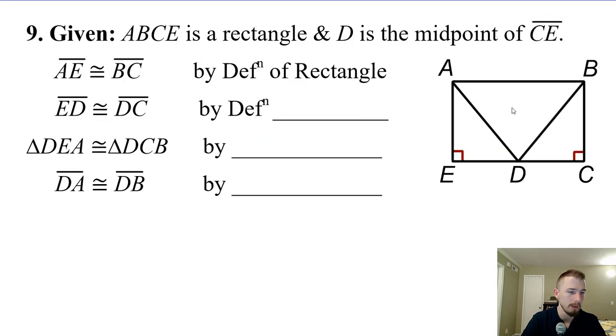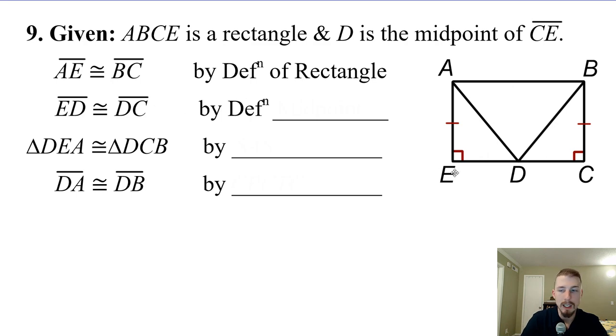All right, number 9, and the last one we're going to do together says that given ABCE is a rectangle and D is the midpoint. So again, if D is the midpoint, that means it cuts EC in half. First part, if it's a rectangle, it means the opposite sides are going to be congruent to each other. If you remember that, we'll definitely talk about that when we get to polygons after Christmas with our quadrilaterals in our polygon unit. So AE is congruent to BC because that's what a rectangle is. The opposite sides are congruent, so definition of rectangle.